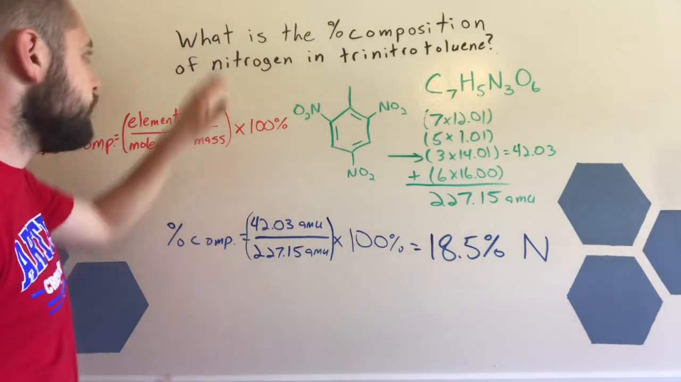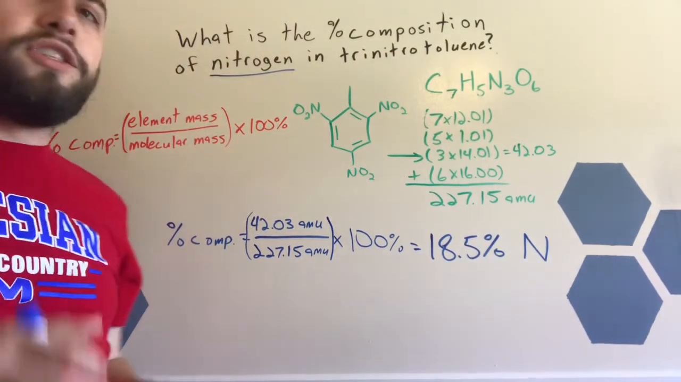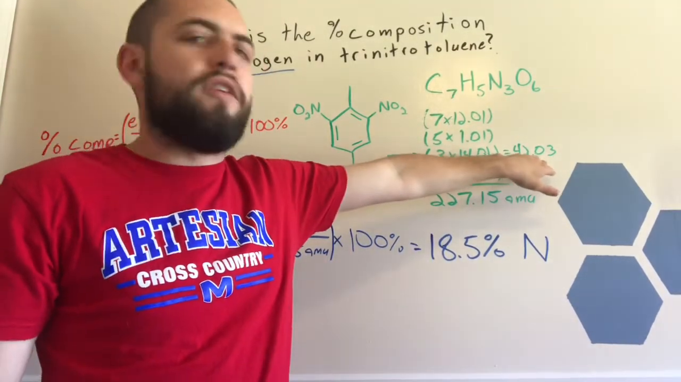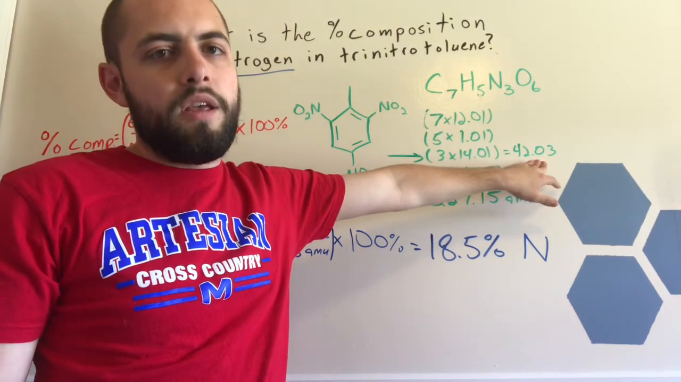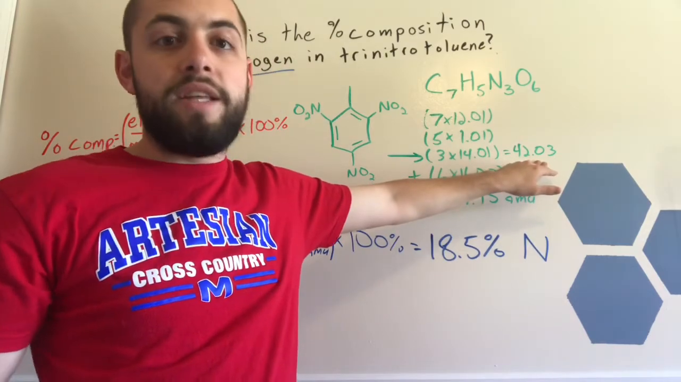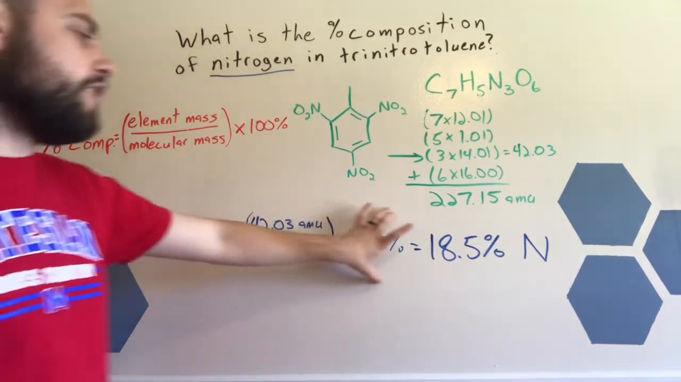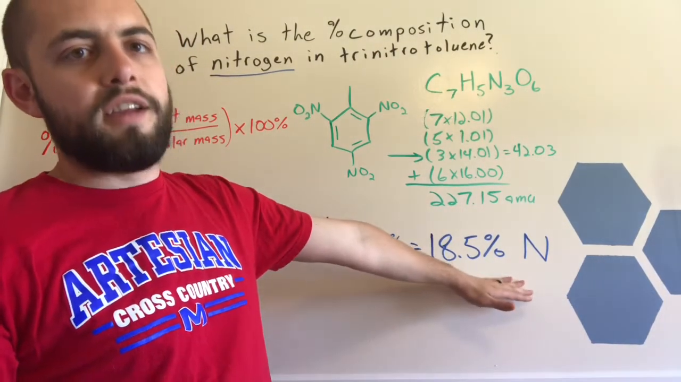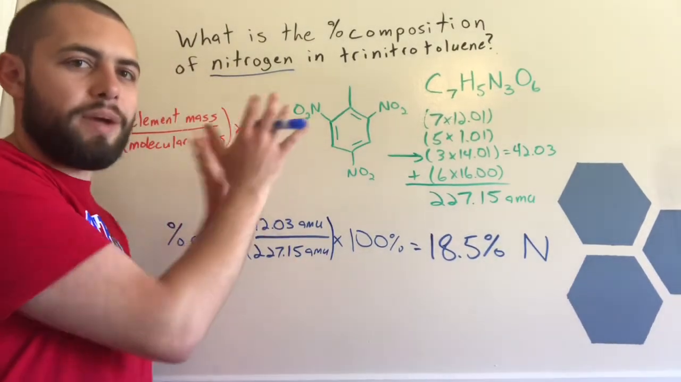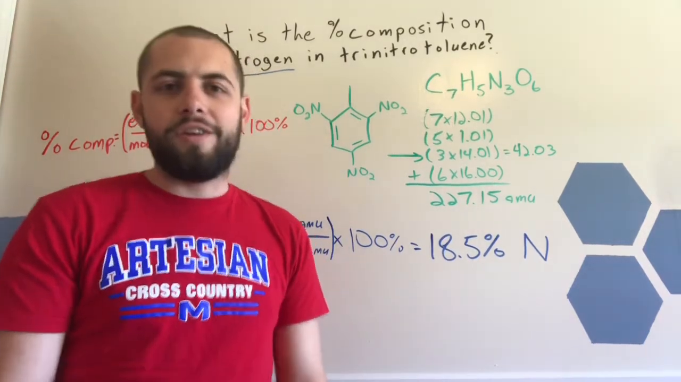For this problem, it said, what is the percent composition of nitrogen? So I just focused in on that nitrogen. That's what I did here when I figured out the mass of all that nitrogen. Once you've got your molecular mass and the mass of the element in question, you're going to use your formula, do some calculations, and that'll tell you the percent composition. I'm going to take a little bit of time to erase my wall, and we will try one more problem, and we'll wrap it up for this video lecture.